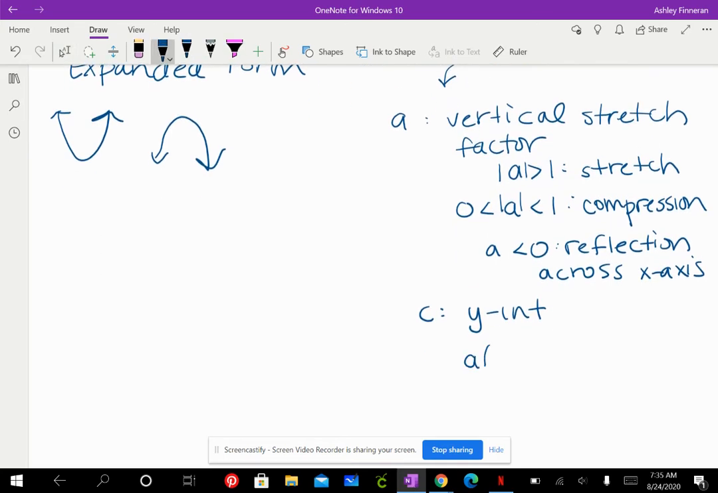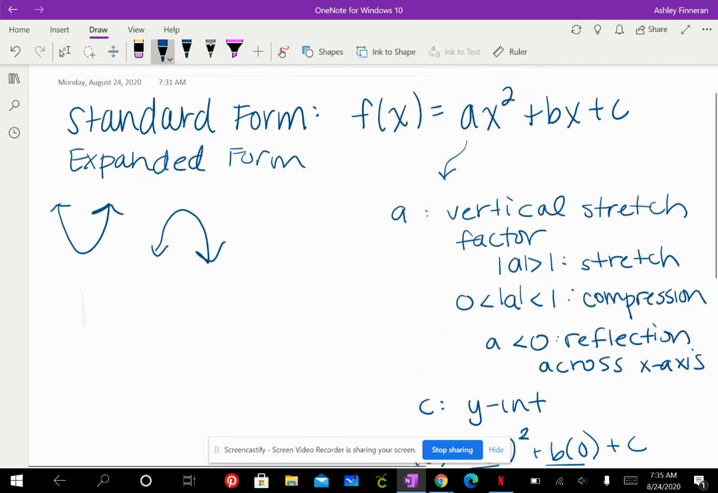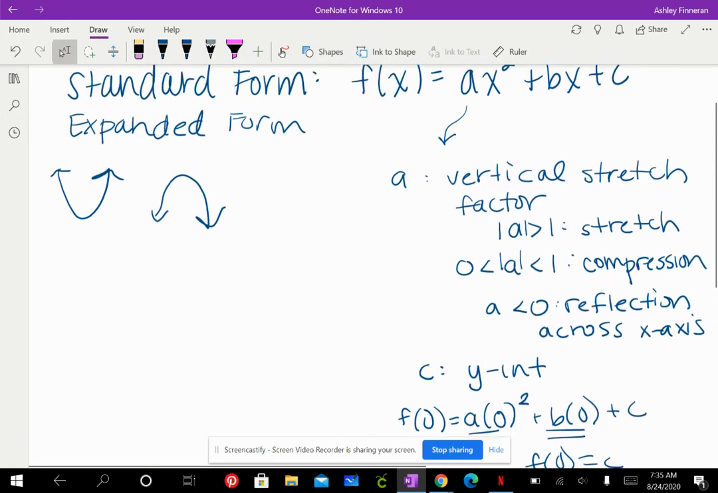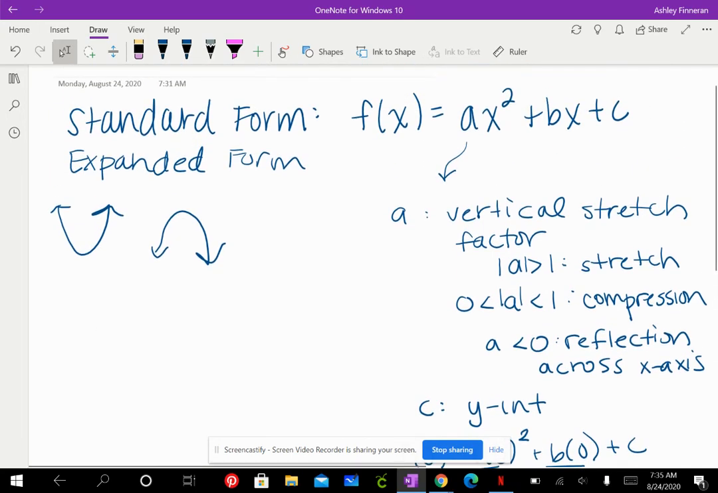Now, c ends up being your y-intercept, because if you plug in 0 for x, whoops, that squared should go on the outside, a times 0 squared plus b times 0 plus c, that becomes 0, this becomes 0, so f of 0 will always equal c when you're in standard form. And those are the pieces of information you can take directly from the equation.